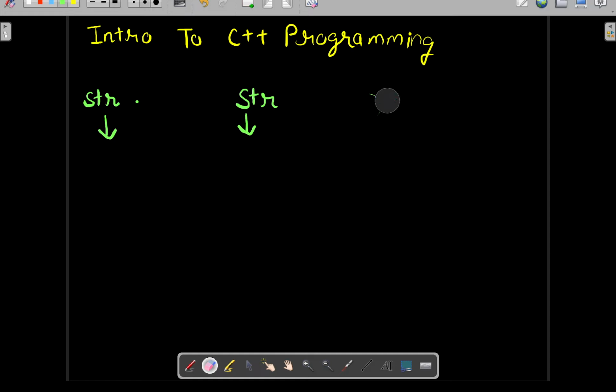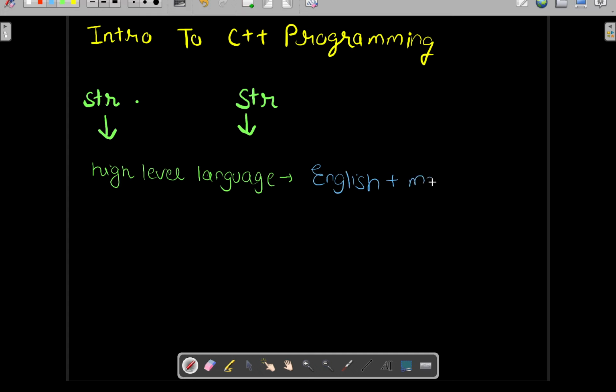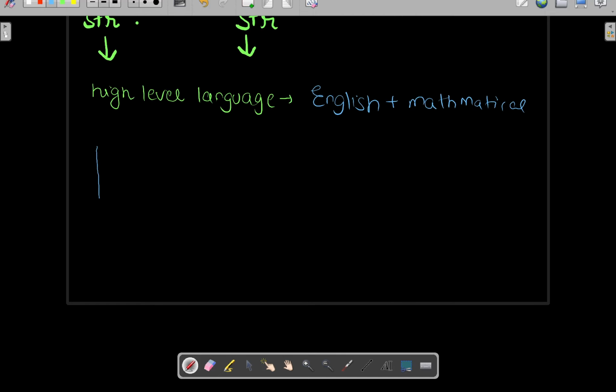Now, the second point says that it is a high level programming language. C++ is a high level language. The meaning of high level language is that we are basically writing the code using English. Along with that, we are also using mathematical notation. That's the reason it is called a high level language. The main purpose of saying high level is that we are writing the code in a mathematical and English format. Let's consider this is our C++ file.